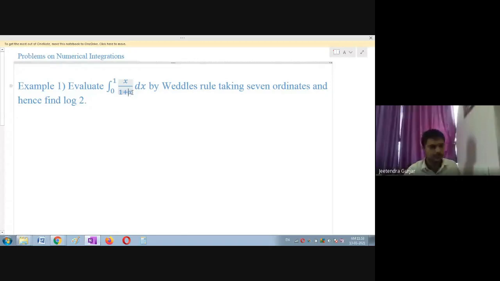Yes, students, first write down the given data. So here they have given x upon 1 plus x. So write down first x and y. Can anybody tell me what is the interval you are going to take? That is very, very important.